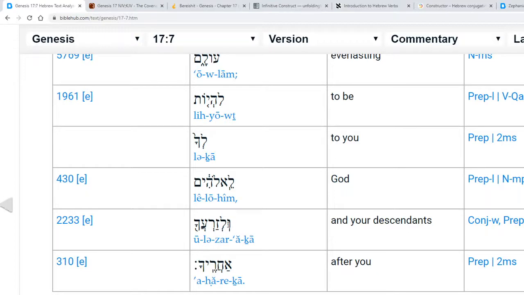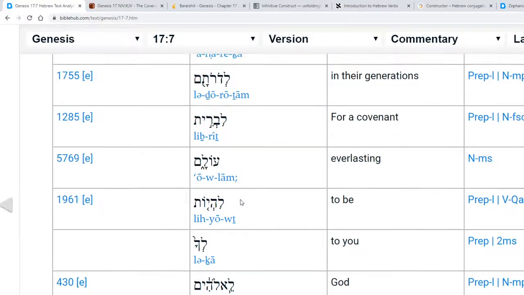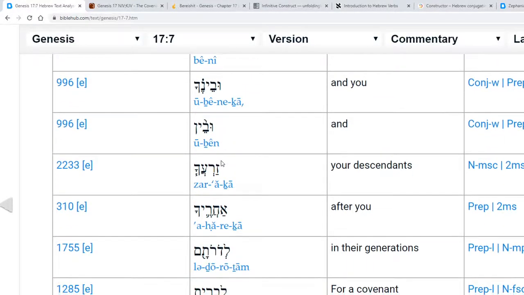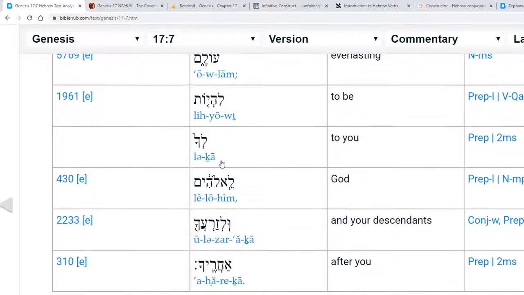Ulezaracha, so conjunctive vav, lamed is the prepositional lamed, zera, noun, masculine singular in the construct form, seed in the singular, right? They're saying your descendants, but here, and your seed in the singular, lezaracha, yours, second person masculine singular. That's the suffix. Acharecha, after you. Okay.